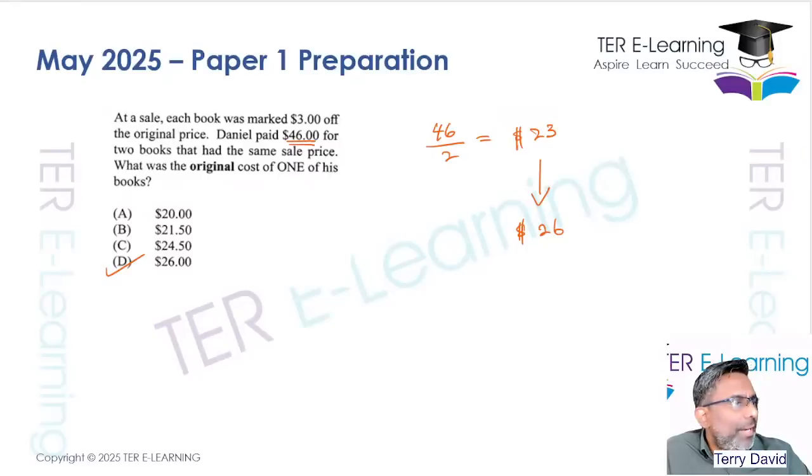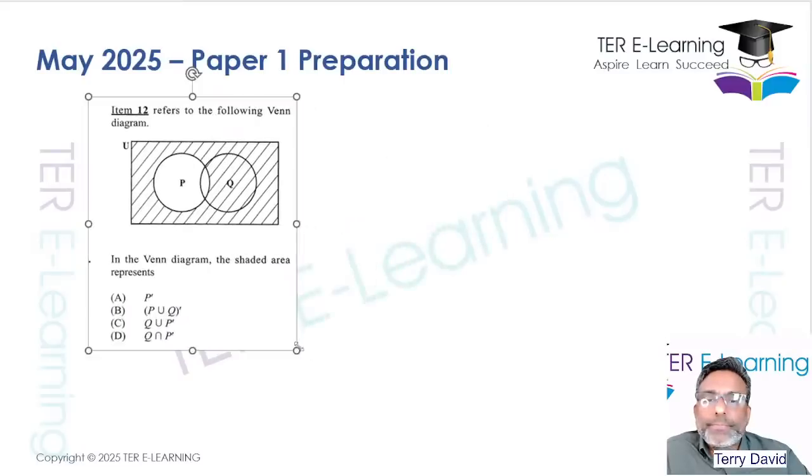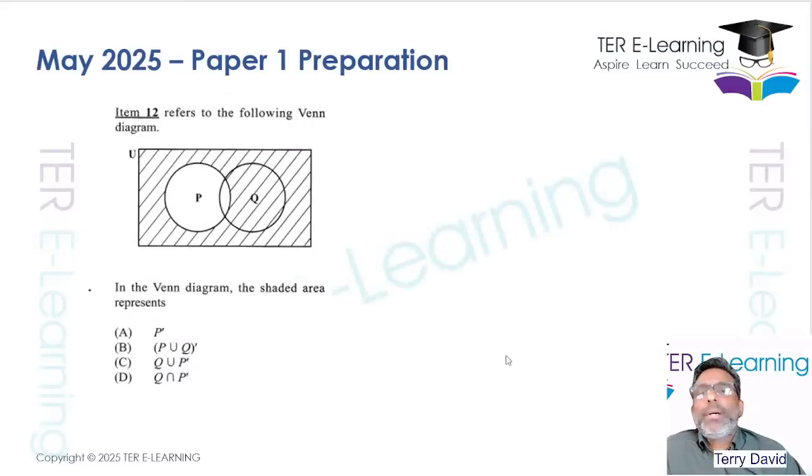Right? Let's have a look at 1 or 2 Venn diagrams here. Because we get about 4 or 5 questions just based on Venn diagrams. So we have a Venn diagram here that is shaded. The shaded area represents what? What's that shaded area there?